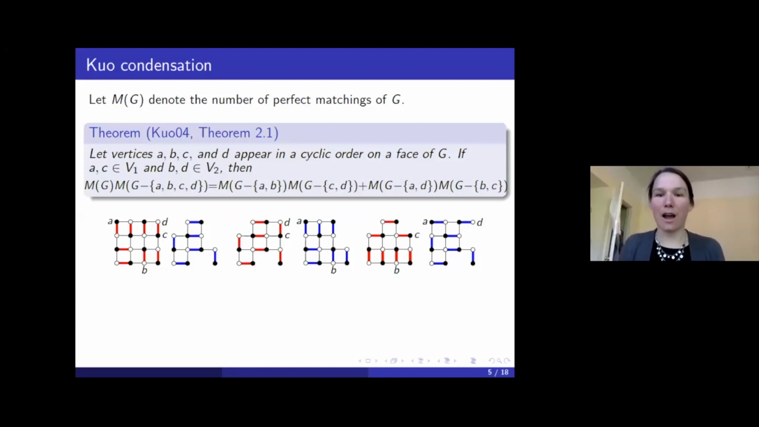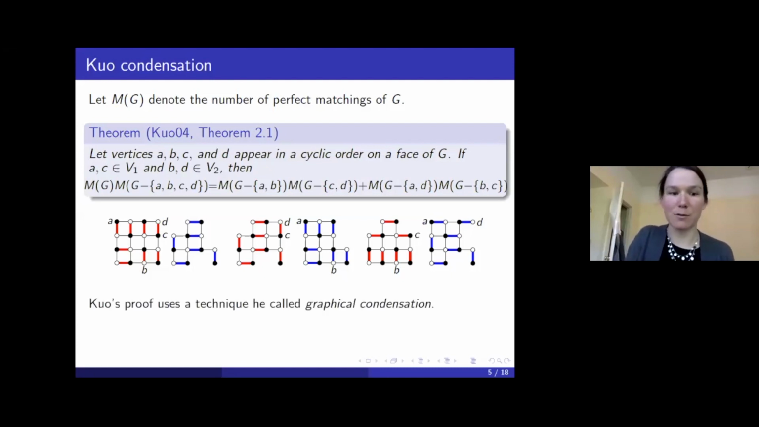Okay, so I should note that you can prove this theorem using linear algebra. You can use the Kasteleyn matrix and an old identity called Dodgson condensation. But the proof I'm going to talk about today is Kuo's proof, which uses a technique he calls graphical condensation. And that involves superimposing 2 matchings of bipartite graphs, and then showing that the resulting configuration that you get can be decomposed into matchings of other graphs.